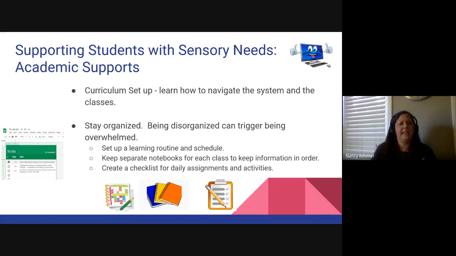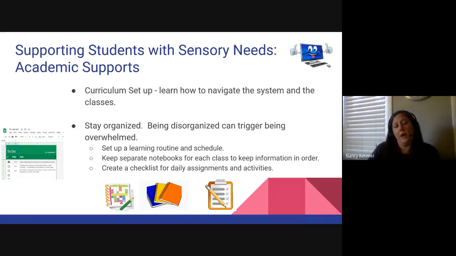So taking that time to set up that schedule so that they know exactly when they're going to be doing what is very helpful. The live classes in the elementary does kind of help set up that schedule, but at the high school level, we don't have typically those classes. It's more one-on-one sessions when needed. So having that schedule is a great way to stay organized.